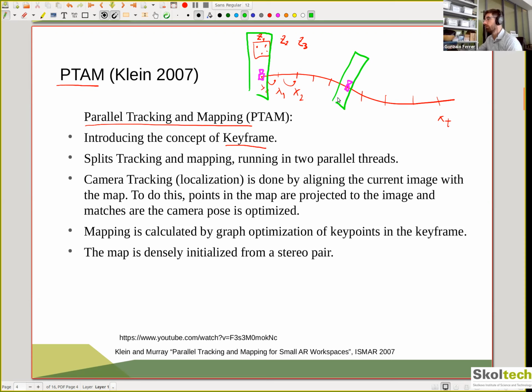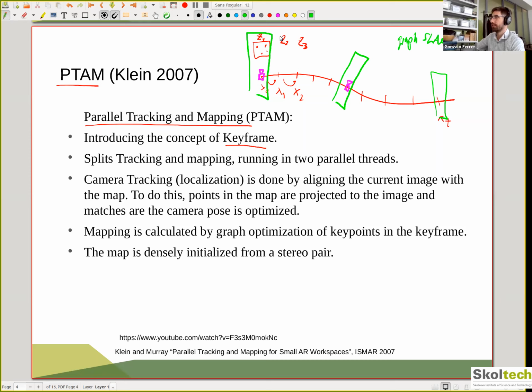So why is this important? There's another paper that discusses why this is important and what is the effect. But let's say that this has a deep impact on the structure of what we are doing here, right? So the first thing is that now imagine that with all these keyframes, what we do is graph SLAM, okay?